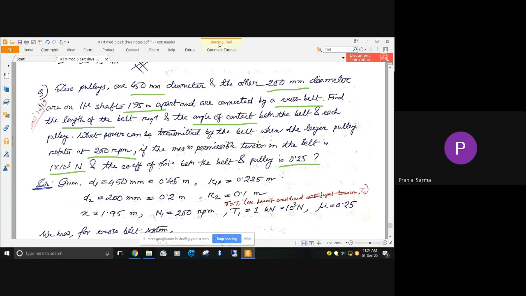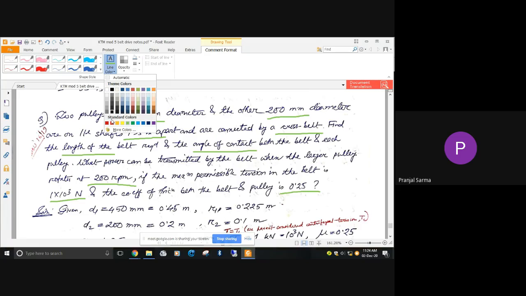Now, once you have this question, what are the main data that you have obtained? Two pulleys, one of 450 millimeter and the other of 200 millimeter. So D1 and D2 are given. D1 is 450 millimeter, convert to meter, it becomes 0.45 meter, and D2 is 200 millimeter, converted to meter. From the diameter value, we can easily obtain the radius value for both cases, since half of the diameter is nothing but the radius, so we will get R1 and R2.